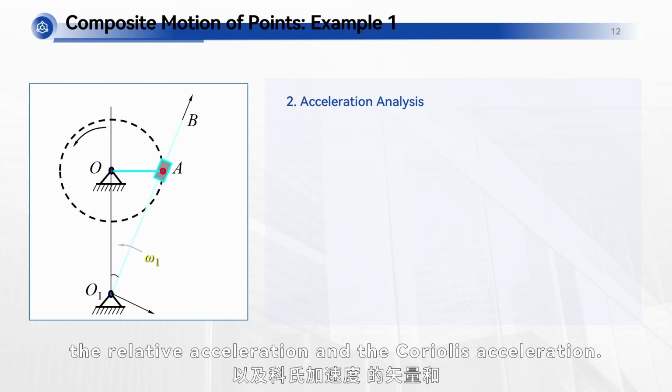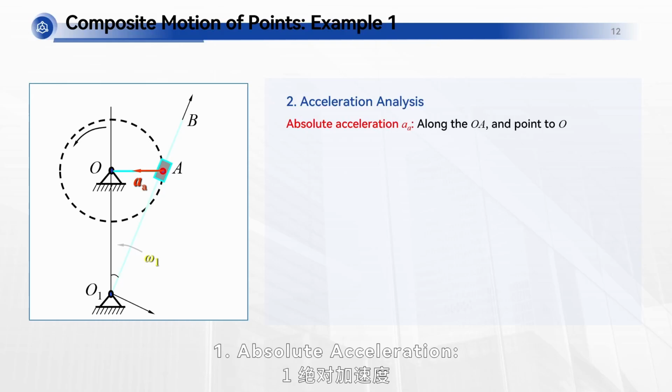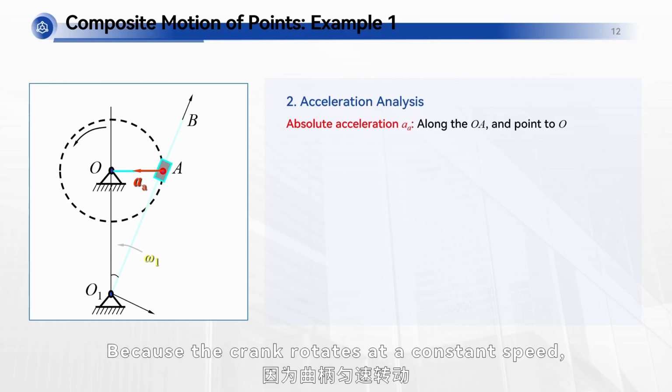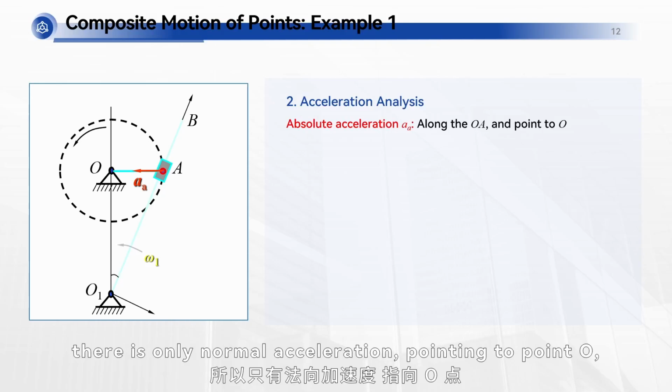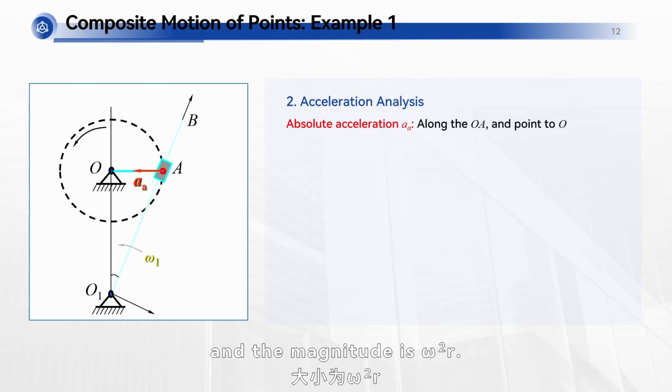acceleration, the relative acceleration, and the Coriolis acceleration. 1. Absolute acceleration. Because the crank rotates at a constant speed, there is only normal acceleration, pointing to point O, and the magnitude is omega squared R.